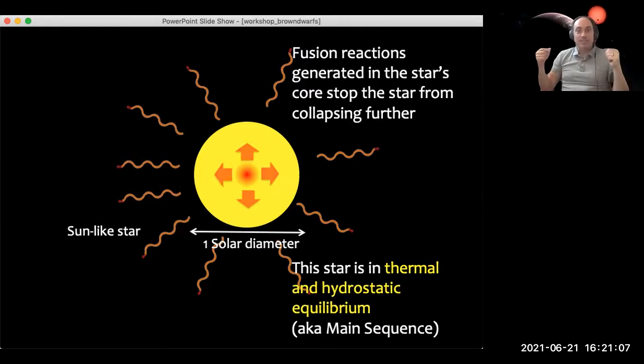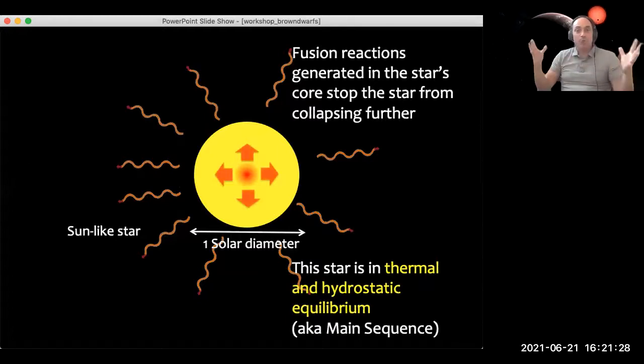It's something that's in what we call thermal equilibrium, in the sense that its temperature is not changing because it's neither gaining nor losing energy. So it stays the same temperature. And it's in hydrostatic equilibrium, which is a very fancy word, which means that basically it's just staying structurally the same. The pressure is staying the same, right?